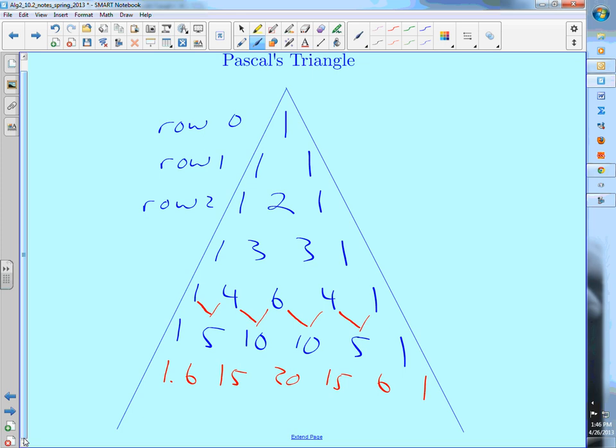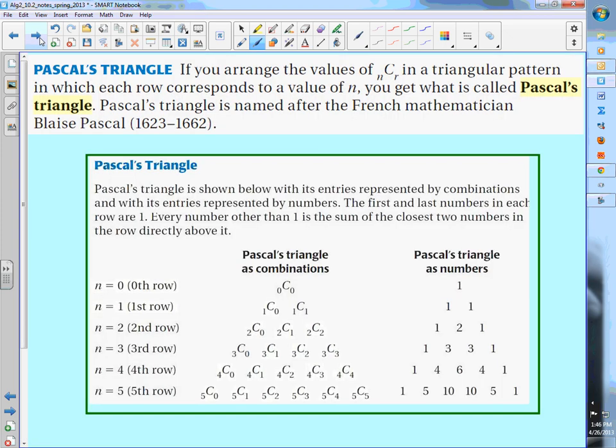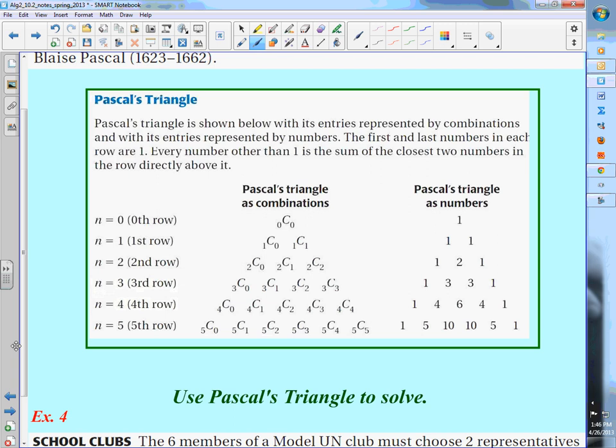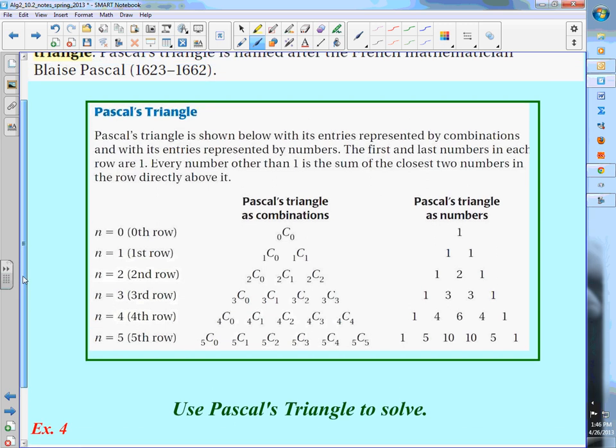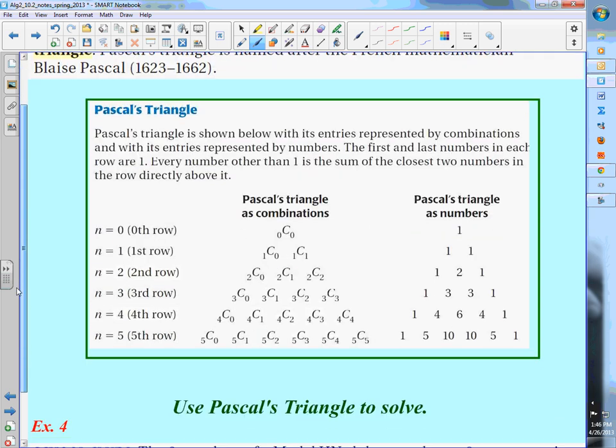Well, Pascal's triangle clearly would go forever. You could do row bazillion and 12. Okay? But the reason why we're doing this isn't, ooh, look, cool triangle. There's got to be something to it. And what we're going to do is we're going to be looking at binomial expansion. That's one of the uses for Pascal's triangle.